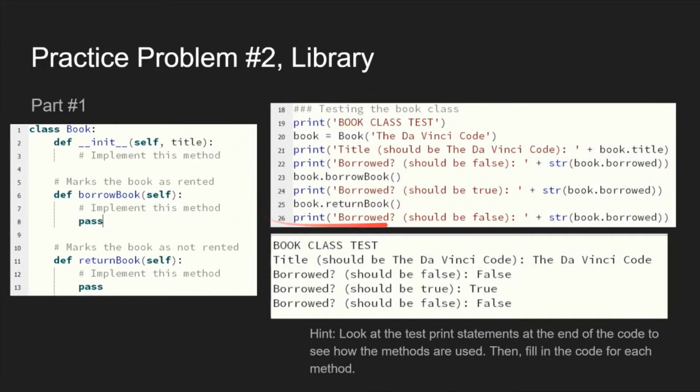There's going to be a chunk of code at the end of the thing in the description. It's going to be testing the book class, and it should print this. If your code isn't printing this, sorry to say, it's wrong. If your code is printing this, it's working perfectly. So a hint: look at the test print statements at the end of the code to see how each of the methods are used, then fill in the code for each method.